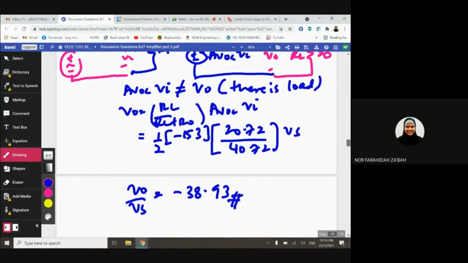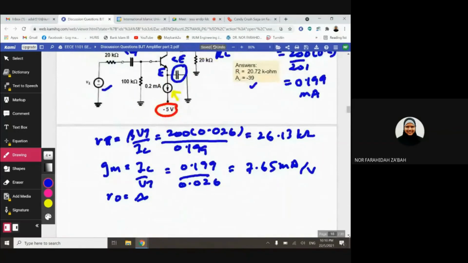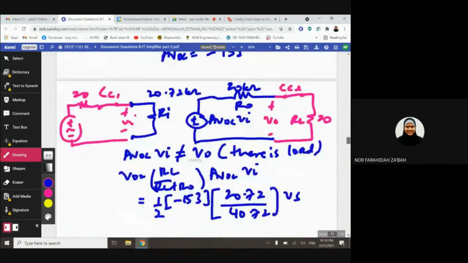Okay, so what is the answer? Yes. So AV is approximately minus 39 and RI is 20.72. So that's what we get. All right. So that is common emitter with bypass capacitor.